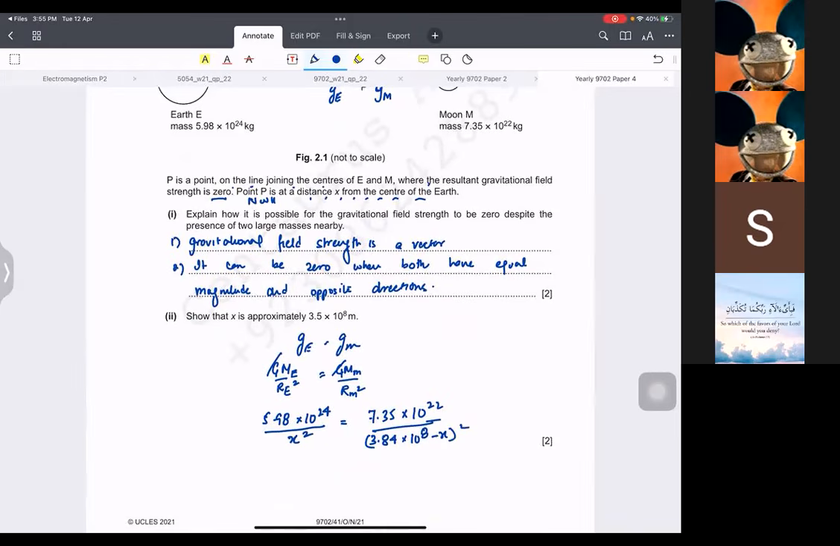Now, ideally, I would not want to find this square. So what I will do is, I'm going to take under root on both sides. That's the easiest way. Okay.